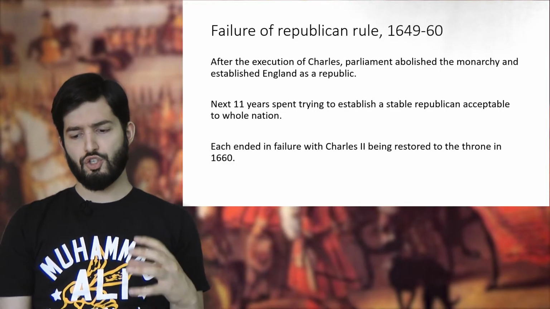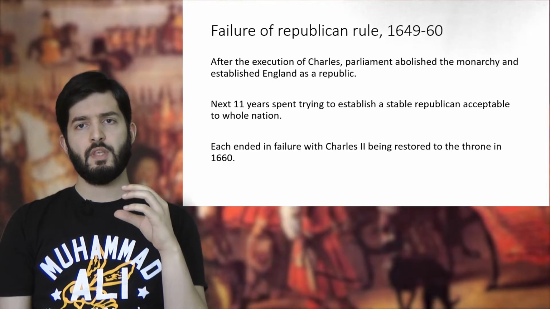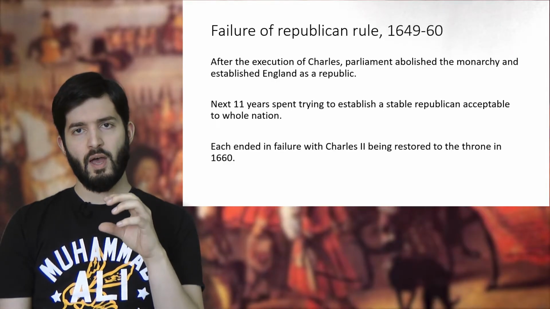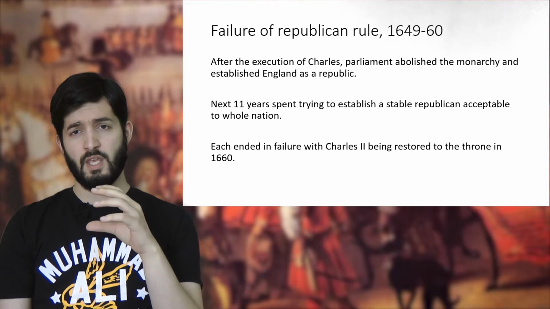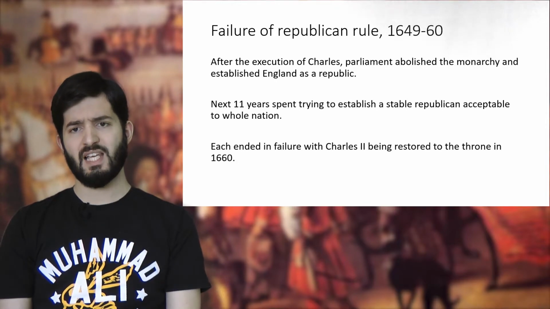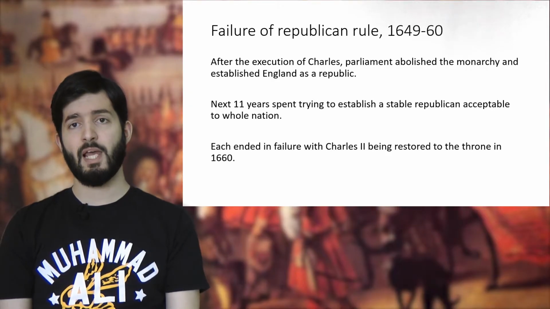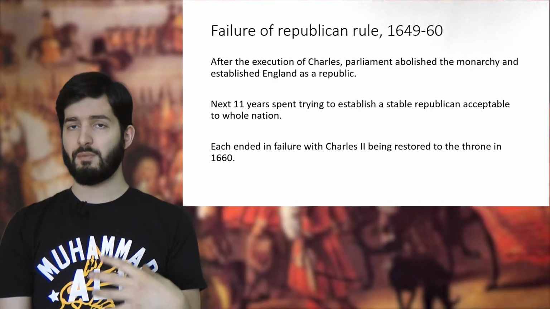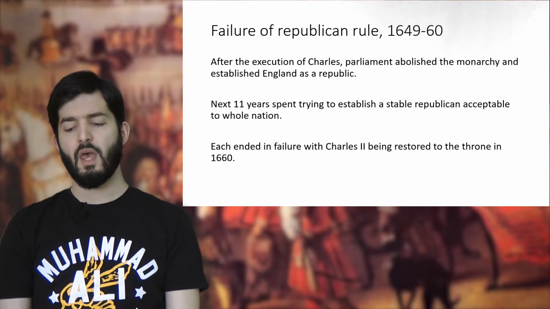So with the execution of Charles, you don't just have Charles being executed, you also have Parliament almost immediately, within the next few months, abolishing the monarchy formally and officially declaring and establishing England as a republic, or as they refer to it, the Commonwealth, which becomes the name given to the new republic.